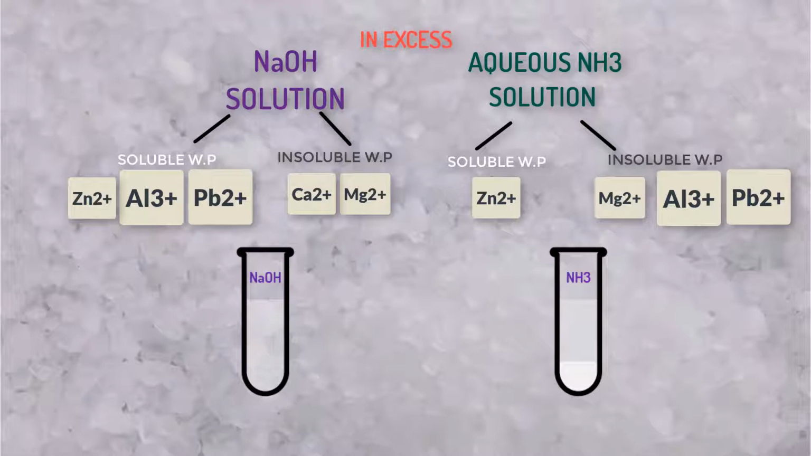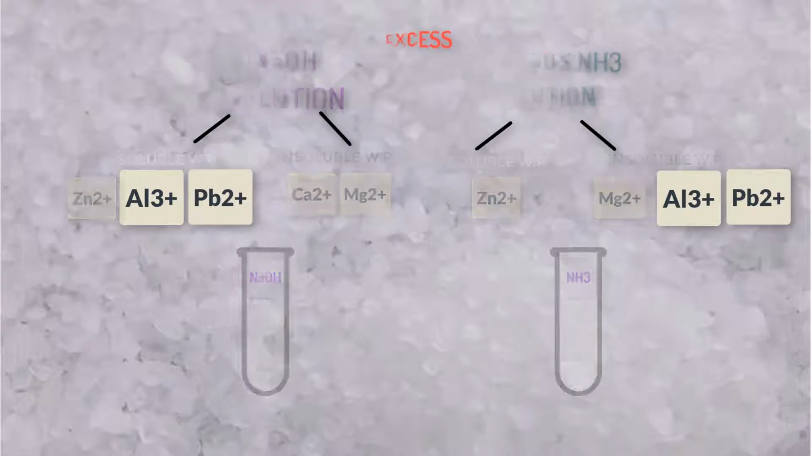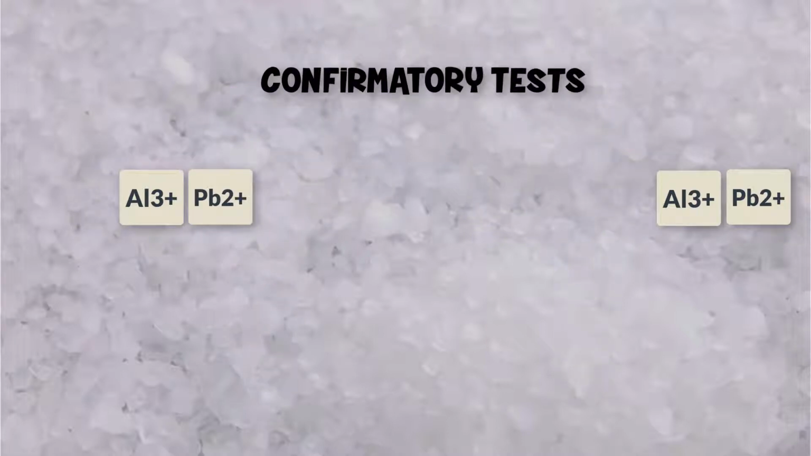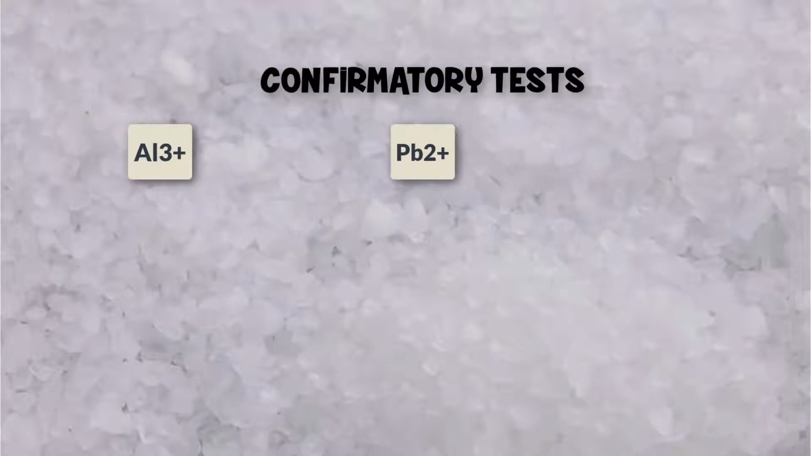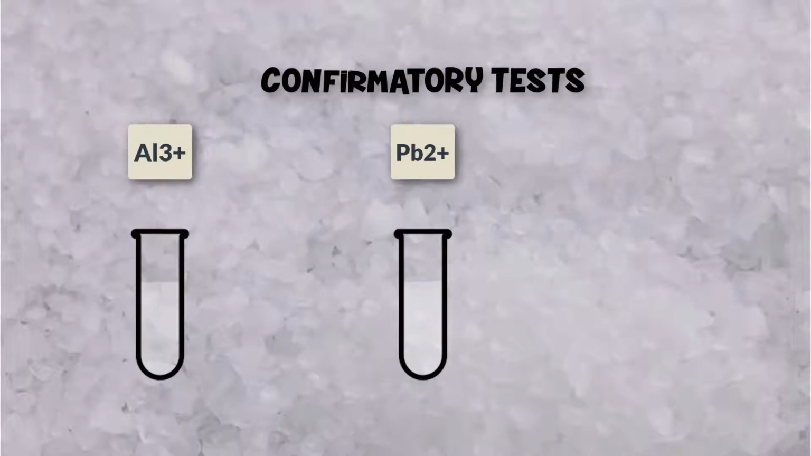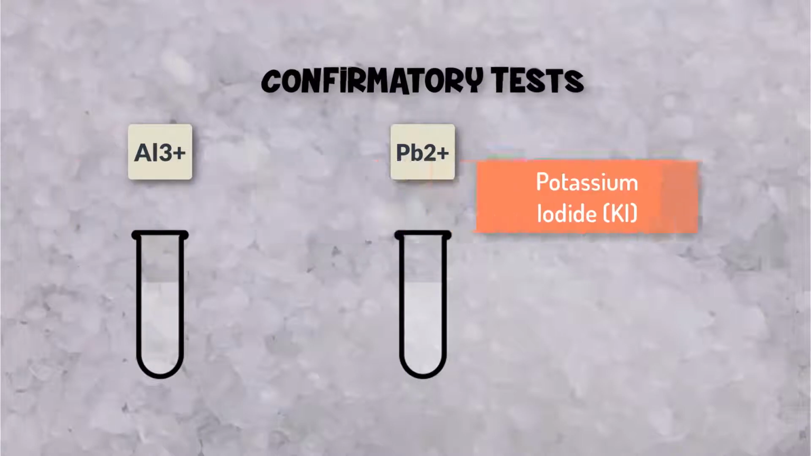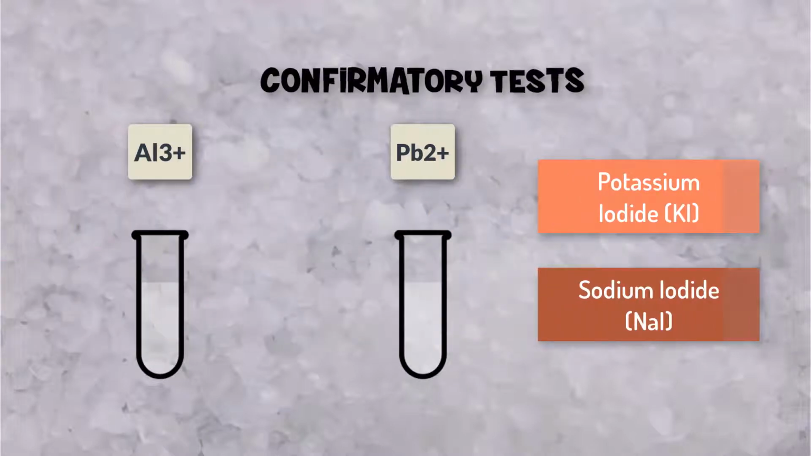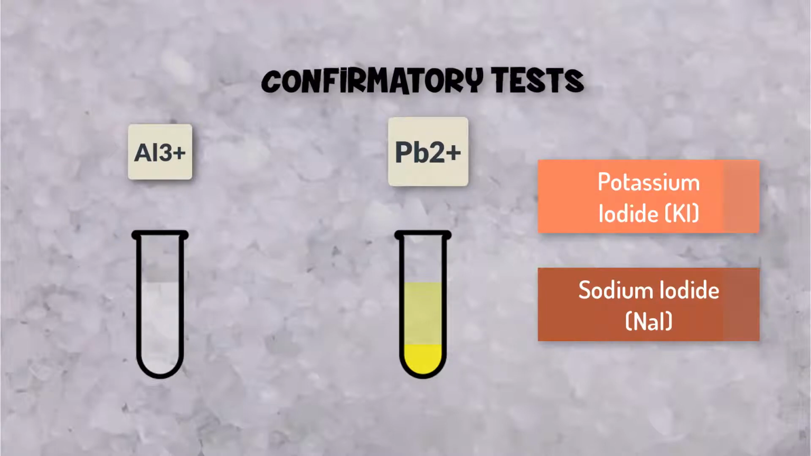So how do we know which one is present? We carry out the confirmatory test for lead-2 ions. The aqueous cation solution is added with potassium iodide or sodium iodide. If yellow precipitate is formed, lead-2 ions are present.